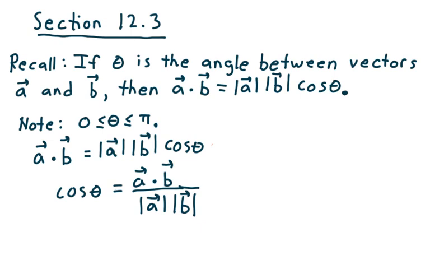If theta is the angle between vectors A and B, the dot product of A and B is equal to the magnitude of A times the magnitude of B times cosine theta. Theta is greater than or equal to 0 and less than or equal to pi. And I could solve for cosine theta, and when I do, I get cosine theta is the dot product of A and B divided by the magnitude of A times the magnitude of B.